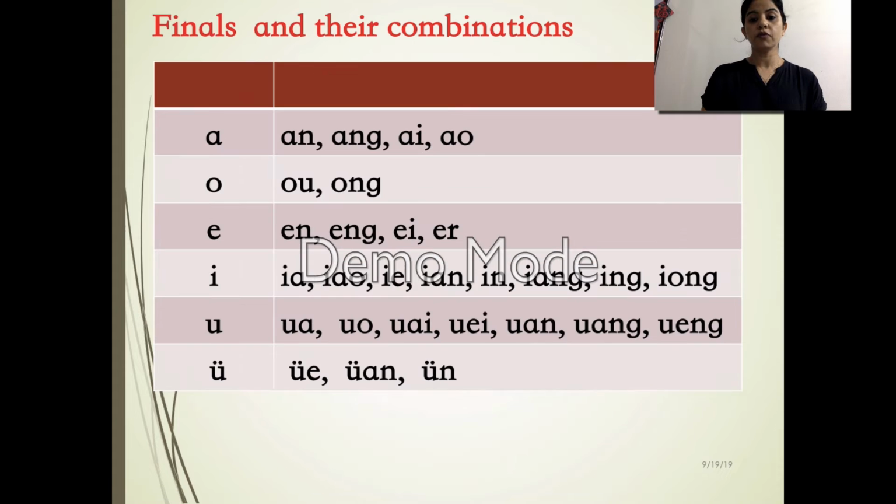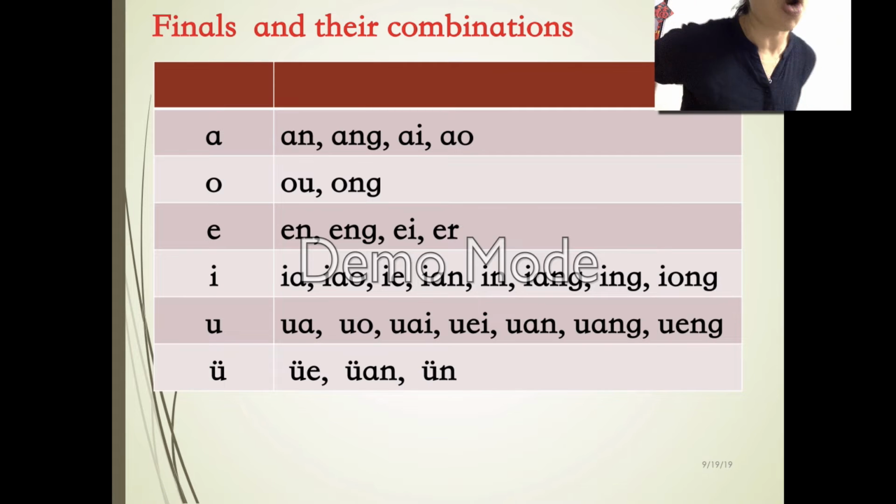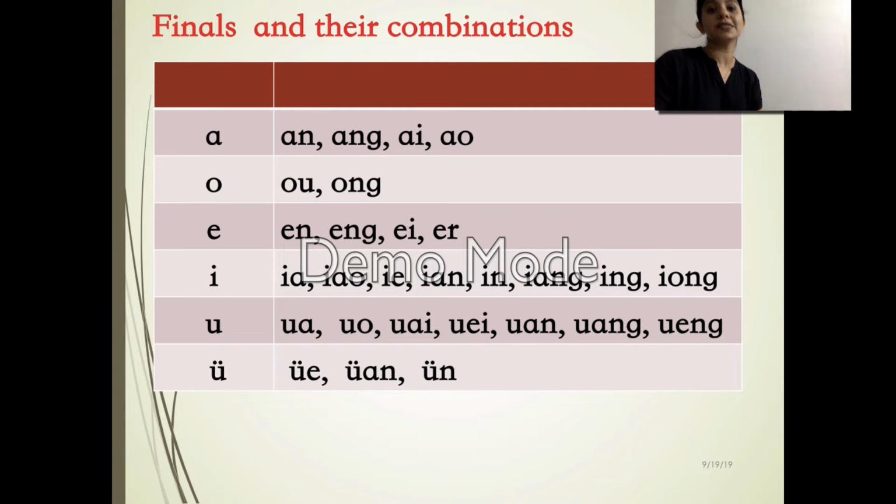Okay, now moving forward, we'll go to finals. As I mentioned, finals are our vowels. Here you can see we have 5 vowels, and then there's a special vowel here. Okay, so we'll go one by one. So A is pronounced as a, an, ang, ai, ao. Okay. Now O is like o, ong. Okay, so never say O as ong; it is always like o.